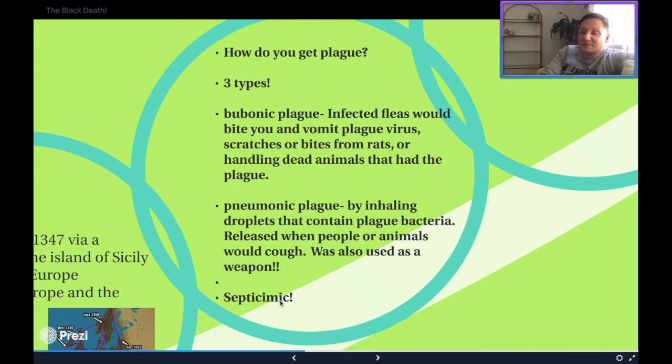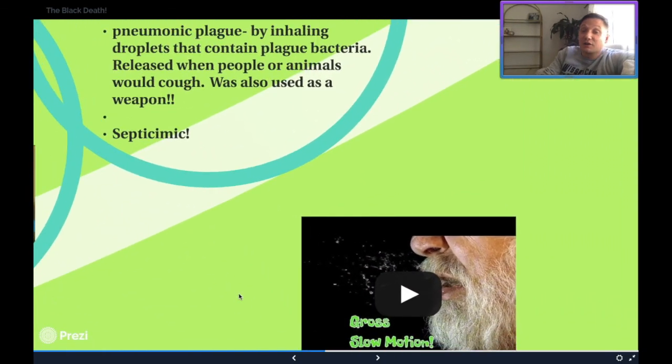Then you got septicemic plague. Septicemic is the third type of plague that bubonic and pneumonic turn into. Septicemic plague is when your body systems shut down and you basically begin to rot from the inside out. And that's 100% death rate.